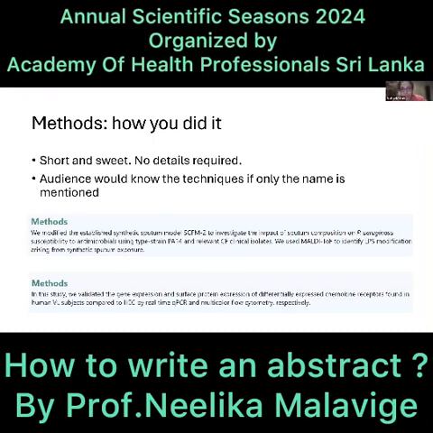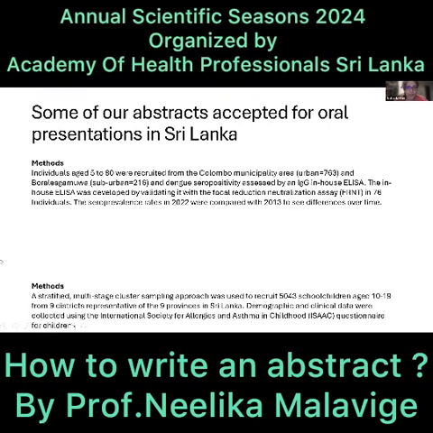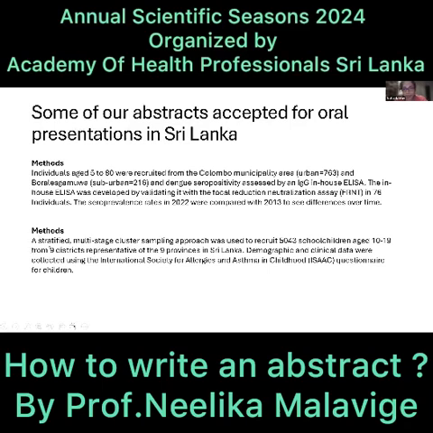Now, if somebody says, okay, these are international conferences, you have to write lots and lots, for local conferences, just highlighting two of our abstracts which have been accepted for oral presentations at SLMA. Here, individuals aged 5 to 8 were recruited from the Colombo area, urban this many subjects, and so many others, and dengue seropositivity assessed by IgG ELISA. The in-house ELISA was developed by validating with FRNT in 76, and the seroprevalence rate in 20 were compared to 2013. Okay, another abstract which is accepted for oral.